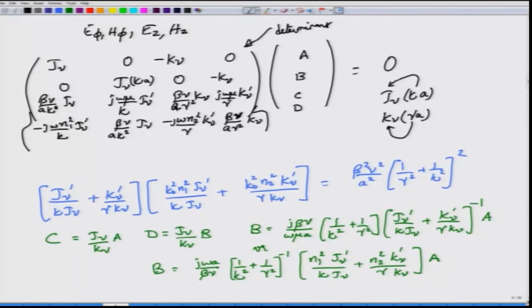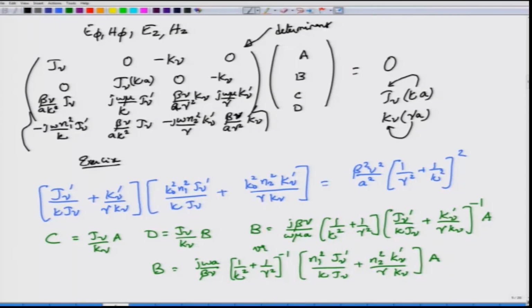When you write down the condition of the determinant of this matrix to be equal to 0, you will end up with an equation which is shown in this blue line. You can derive this one. This is a small exercise for you to calculate the determinant and then show that this is the equation that you are going to get. It is a complicated or complex looking expression, no doubt about it, but if you look carefully you will notice some kind of a structure.